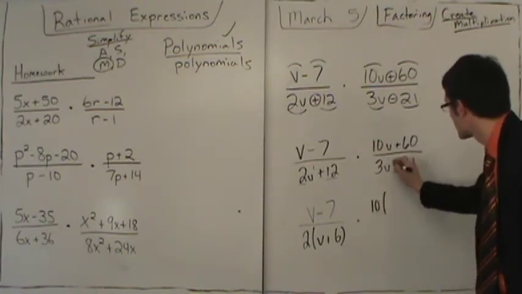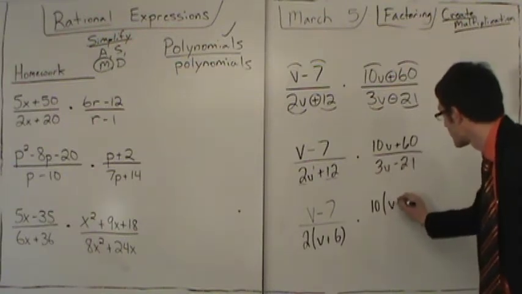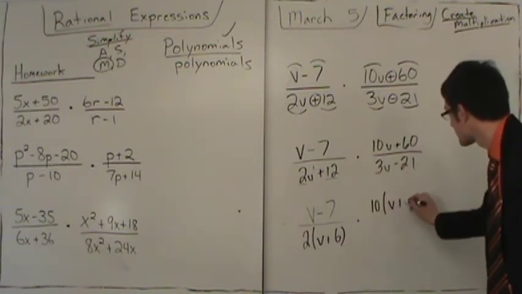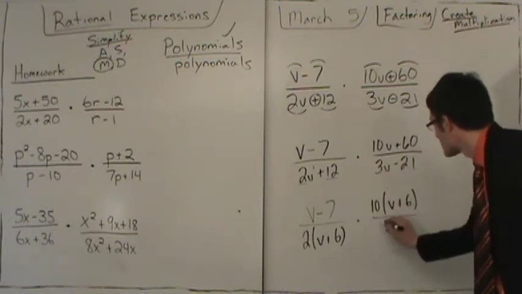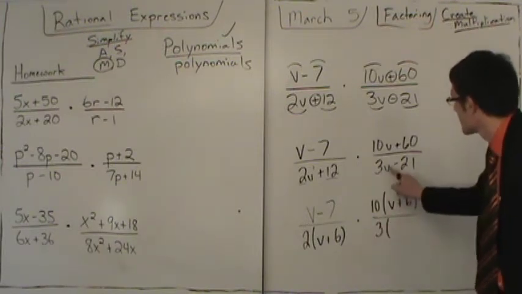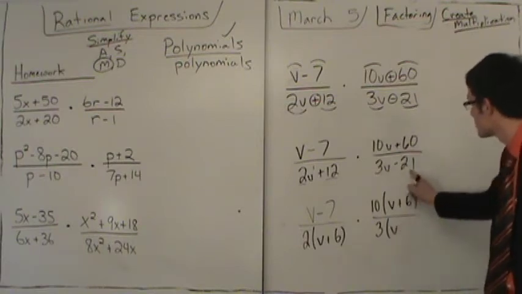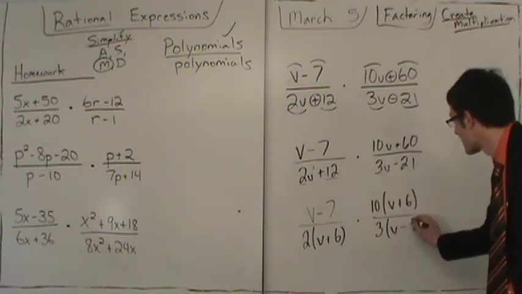Okay, so we're going to factor out a 10. 10 divided by 10 is 1, so we have 1v. 60 divided by 10 is 6. And now factor out here. What divides 3 and 21? Hopefully you say 3. Factor out a 3. 3 divided by 3 is 1, so we have a 1v. 21 divided by 3 is 7, so we have a minus 7.